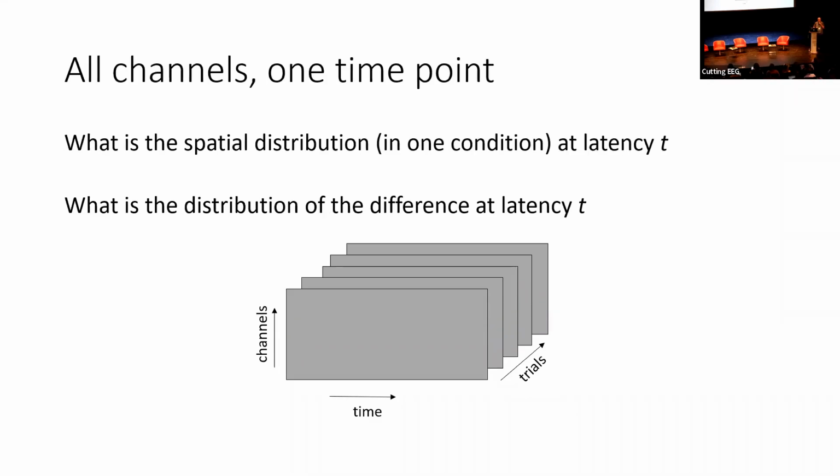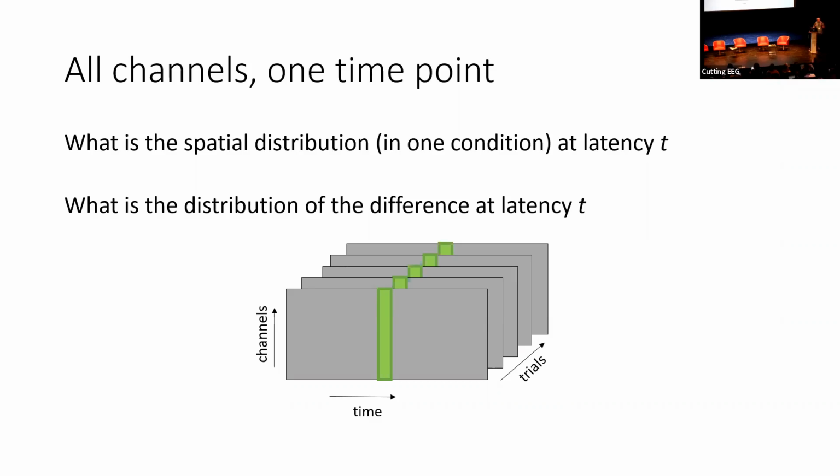What you can also do is look along the other dimensions. So you can look at one time point and then look over all the channels. And still you would do that. That's something that we have on each individual trial, and we would average.